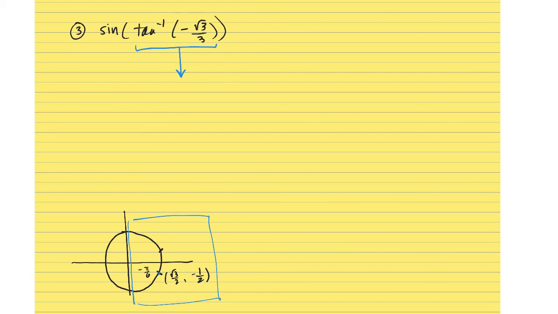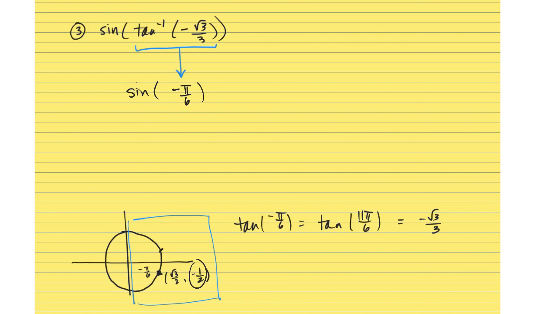The tangent of negative pi over 6 is the same thing as tangent of 11 pi over 6. It's this location right here in quadrant 4. That output is negative square root of 3 over 3. Okay, so we're in this location. So out comes an angle. That's the output of an arctangent. And then we're going to take the sine of that angle. The y value there is negative 1/2. So out of sine comes a y value.